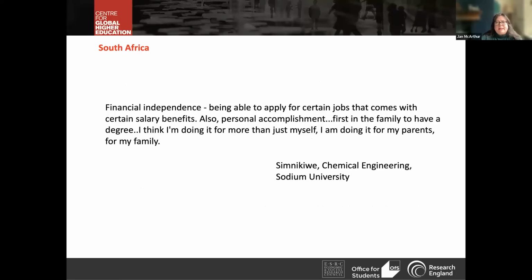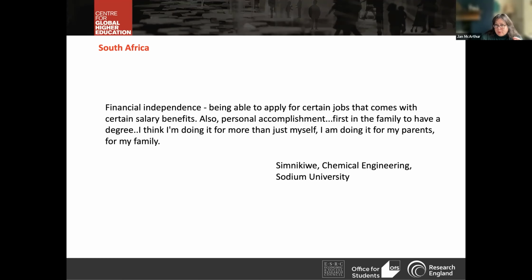And just to make a similar point, the idea of financial independence, when that came up in the US and English data, it was very often a personal sense of independence. But here we have this quote from Sodium University about being able to apply for certain jobs that come with certain salary benefits, also personal accomplishment. "First in the family to have a degree. I think I'm doing it for more than just myself. I'm doing it for my parents and for my family." So again, this is indicative of what we found about going to university.